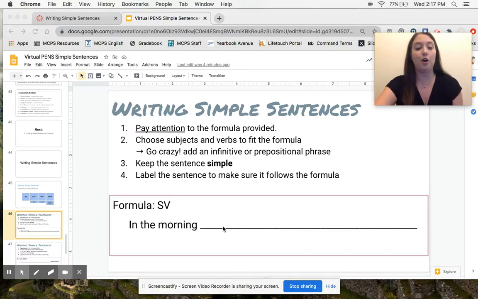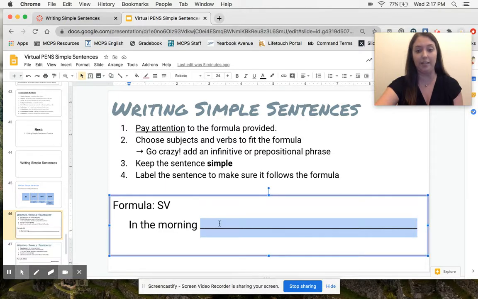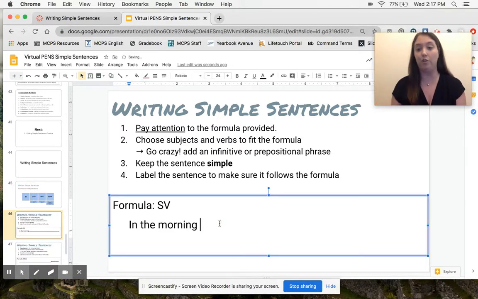Okay, so our sentence formula provided here is SV. And we already have part of the sentence started for us: in the morning. And we're just going to fill in the sentence with our own information. Now, in the morning is an example of a prepositional phrase. So that means we need a what? A comma. So I'm going to put my comma in there. So in the morning, and the formula is just SV. So I just need a simple subject.